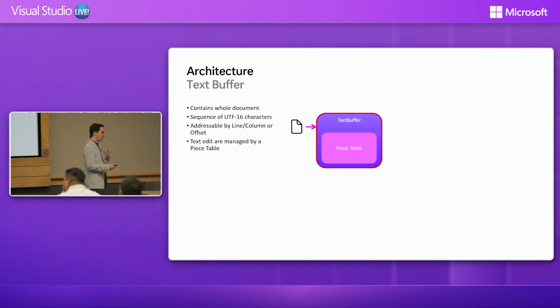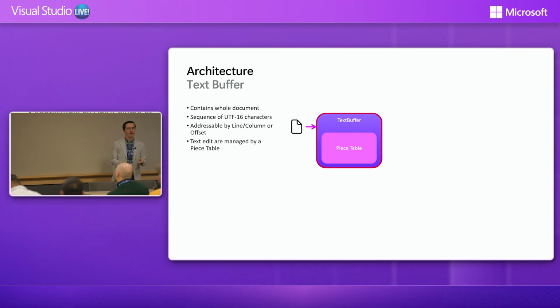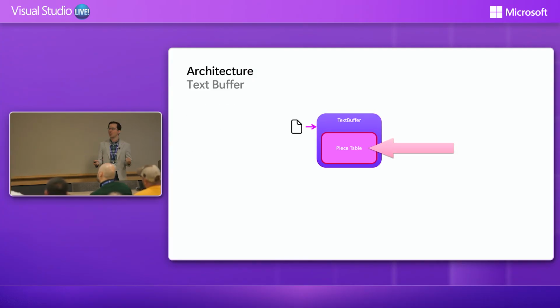So when you open a document in Visual Studio, your document will get into this text buffer, which essentially contains your whole text document, and will be able internally to access any part of your document using either just the character number in your document or line and column numbers. And then all the edits that you make to your document will be handled by what we call a piece table. If you don't know what a piece table is, let me introduce you to that.